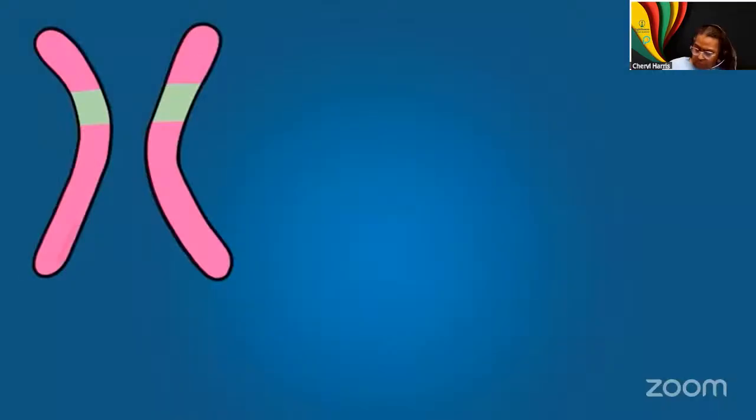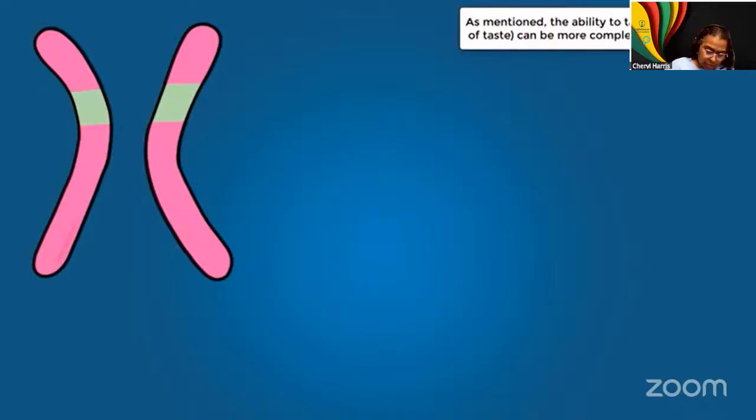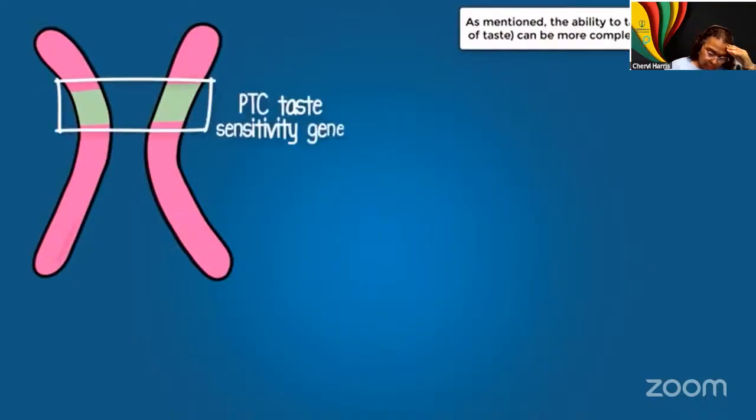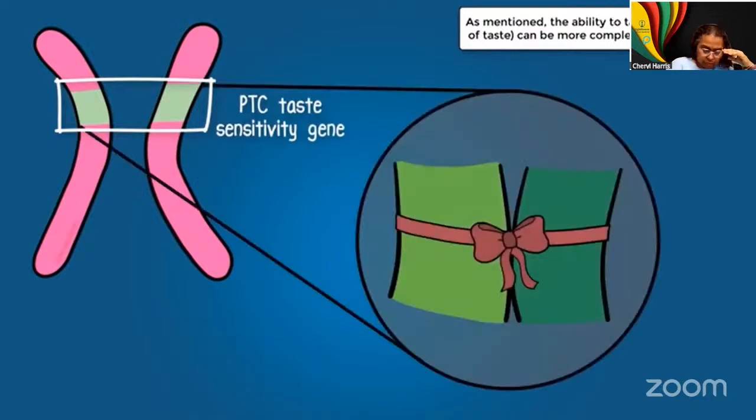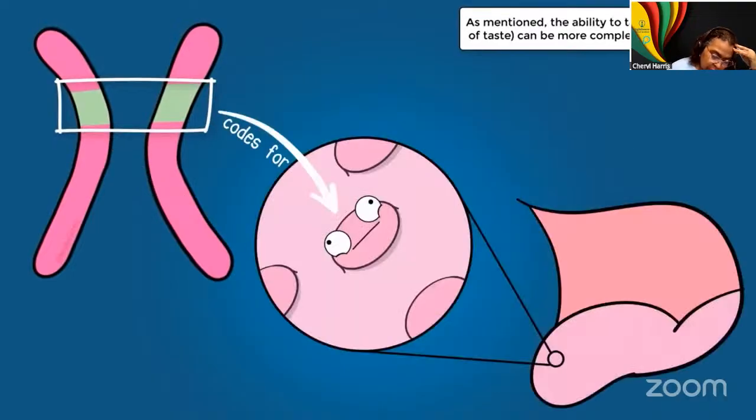So, if PTC taste sensitivity is being used as a one-gene trait example, and as we mentioned, it may not be that simple, then your DNA code has a gene related to PTC taste sensitivity. Together, the two alleles you inherit, the forms of that gene, determine the trait of tasting PTC or the trait of not tasting PTC. That gene is involved with coding for taste receptors on your tongue, and the receptors you have can make a difference for whether you taste PTC or not.